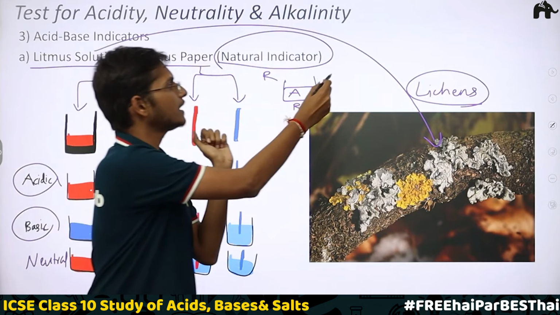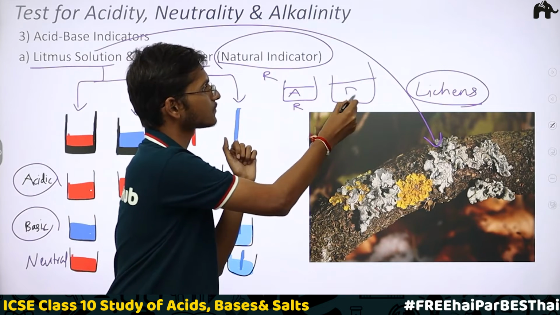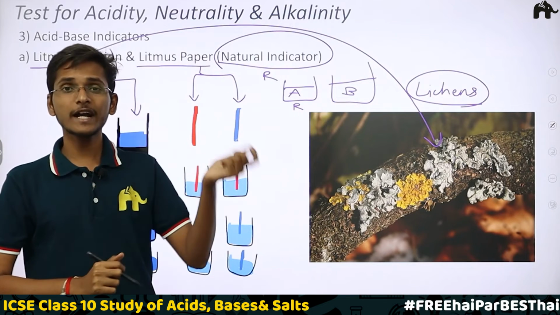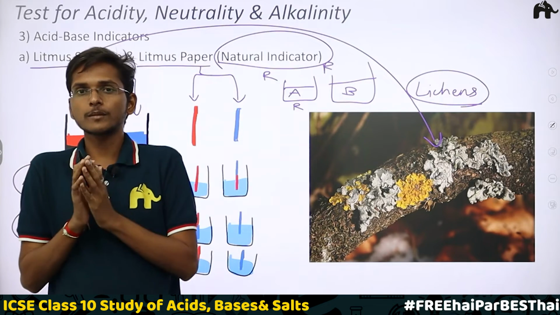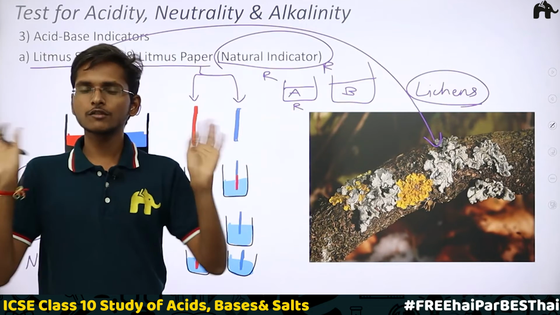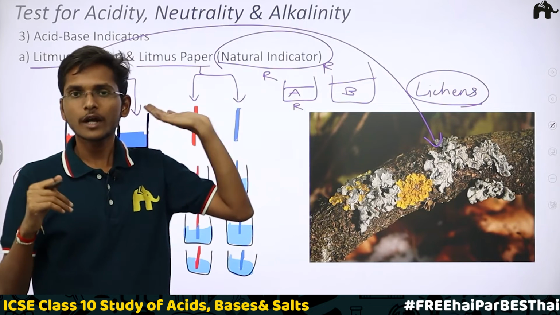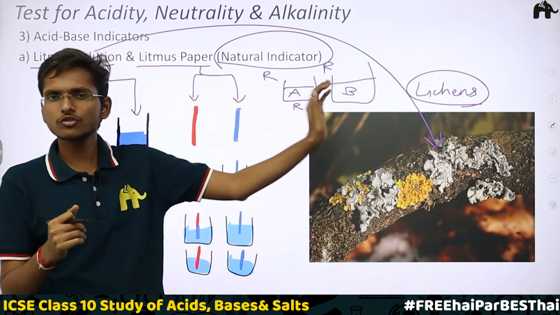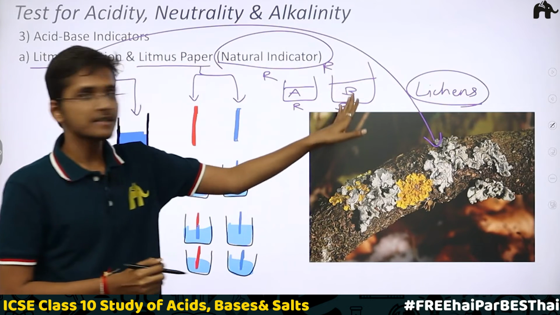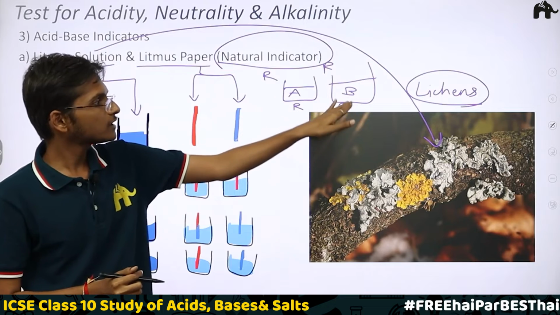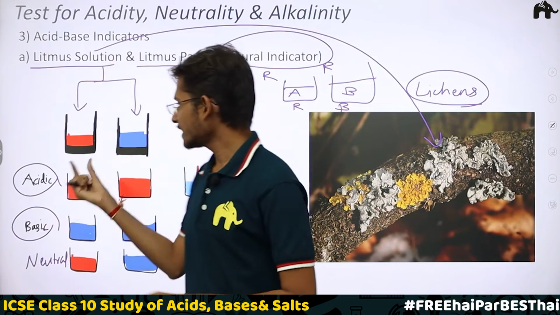Suppose we have a basic solution, and I tell you to add red litmus solution into it. What is the trick to remember? If it is a basic solution, the colour would become blue. Whatever you add, whether red litmus solution or blue litmus solution, the colour would become blue. So you would say, in a basic solution, red litmus solution's colour would become blue, right?